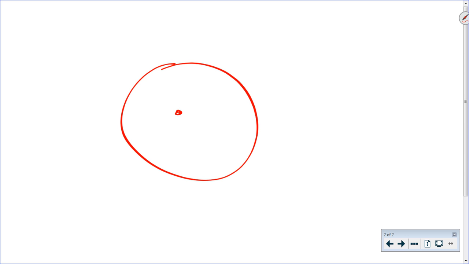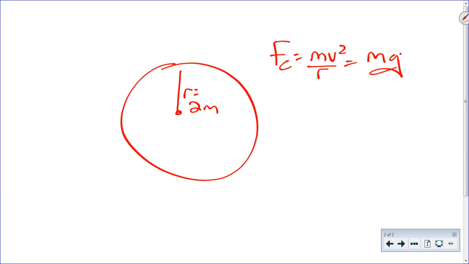So, let's make our radius be, I don't know, how about 2 meters? Sure. So first of all, can I figure out the minimum speed that we need to get to go all the way around?